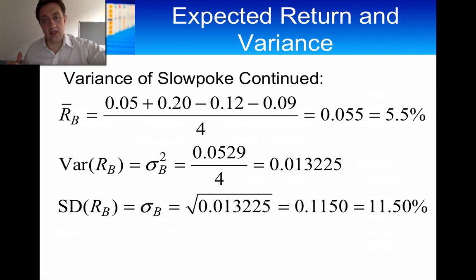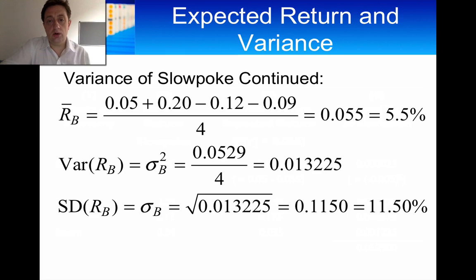Slowpoke is less risky, but you get a lower expected return, and that makes theoretical sense, because why would you expect a lower return for a higher risk investment? It just wouldn't make sense. So that's variance, that's standard deviation. We've already showed you what expected return is. The next thing is covariance and correlation.